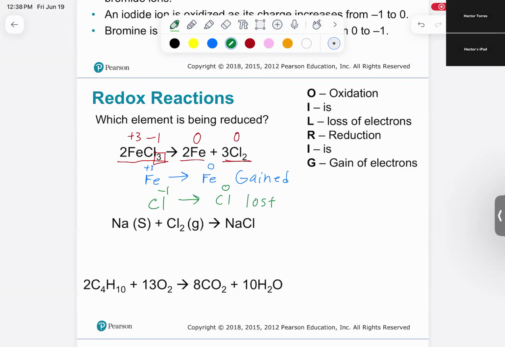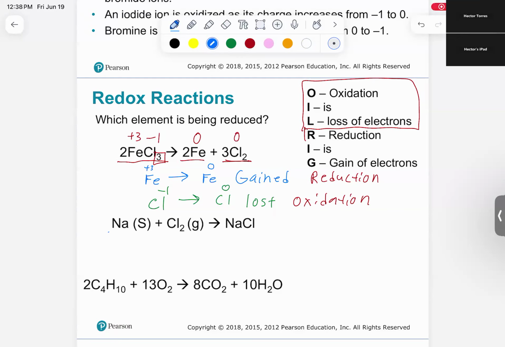Now I look at this. If I gained electrons, then that means it was a reduction. So reduction. Now on the other side, I lost electrons. Lost means that it's oxidized. So oxidation. That's how we're going to go about assigning oxidation and reduction.